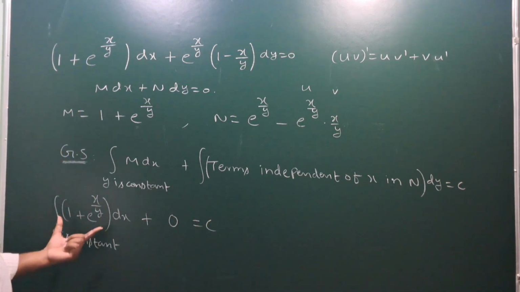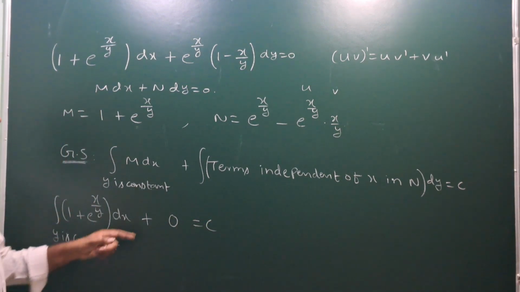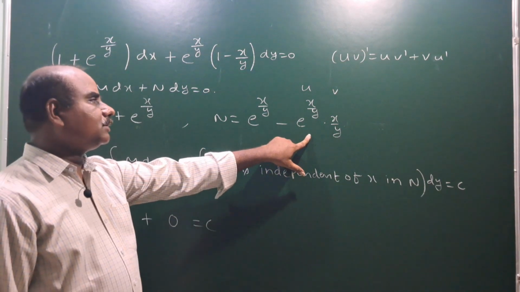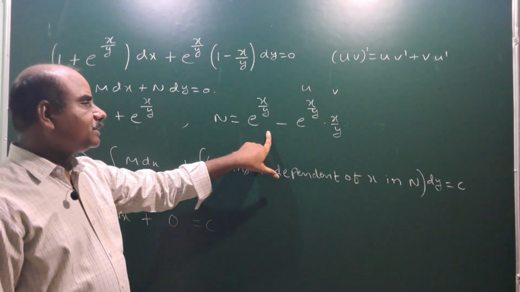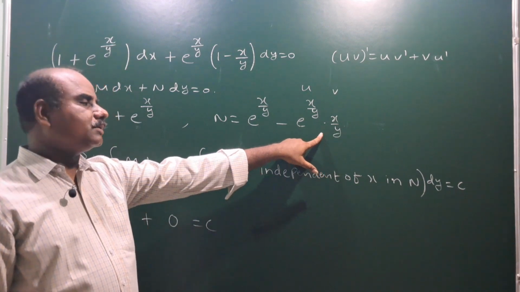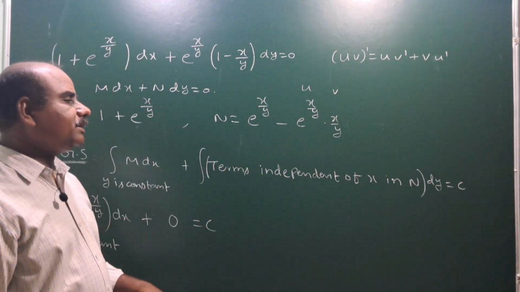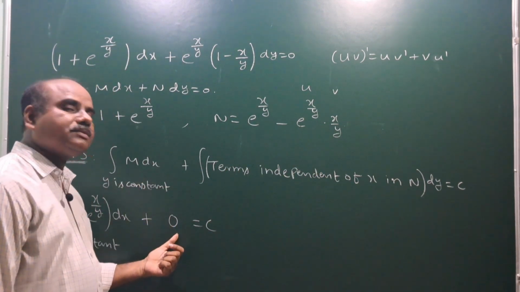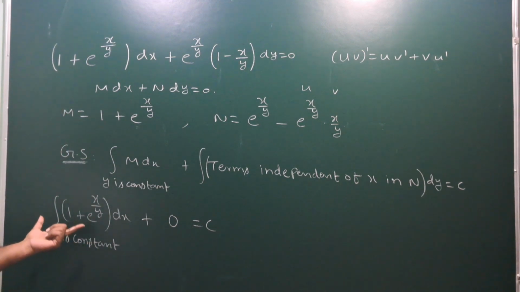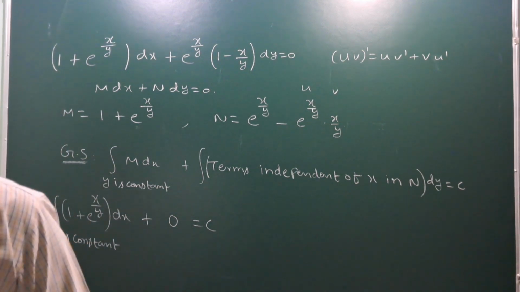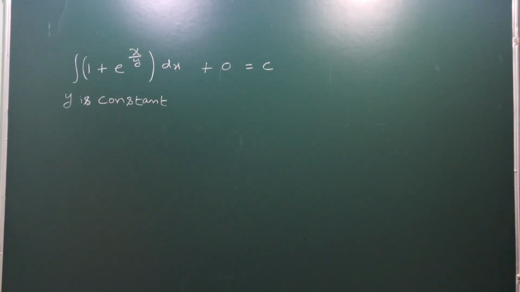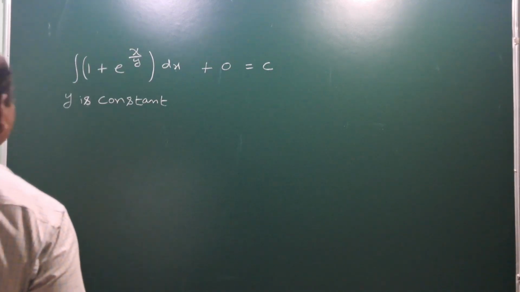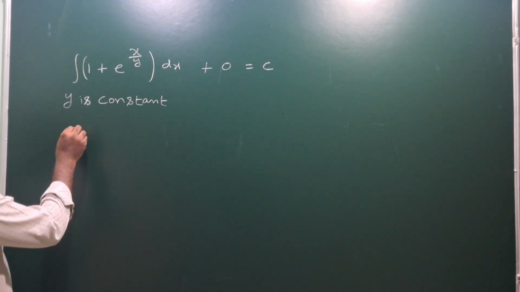Now we have to integrate only this function. Here there is no term without x. So both terms contain the term x, so these are dependent on x. So there is no term independent of x. That's why we take it as 0. So let us see how to integrate.